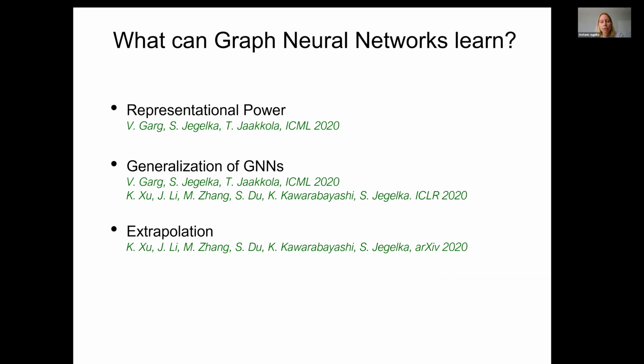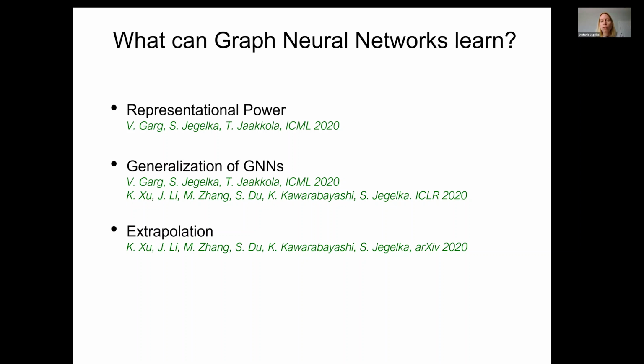So now that we know what graph neural networks are, here's what I'm going to talk about in the rest of my talk. The big question is, what and how can graph neural networks learn? And the first question is, what can they actually represent? Because if I cannot represent a function, there's no hope I will even be able to learn it. So first we look at the representational power of graph neural networks.